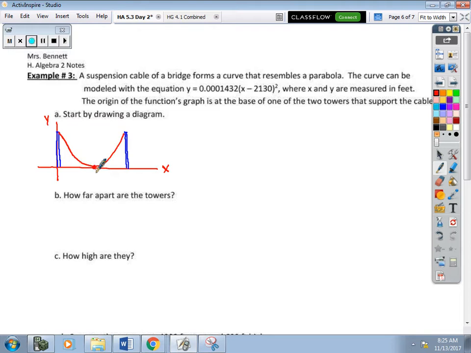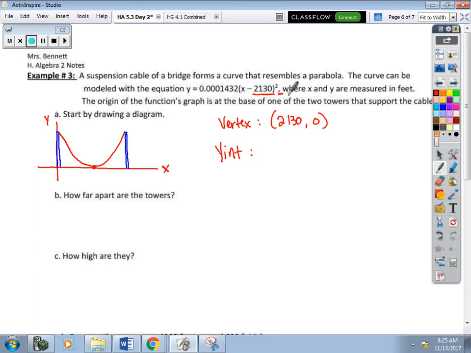Just do your best. So we've drawn our diagram. Now we want to identify the vertex and the y-intercept. So what would the vertex of this be? Looking at our equation, what would the vertex be? Ashley? 2,130. Good. H, comma, K, which is the K is a plus 0.